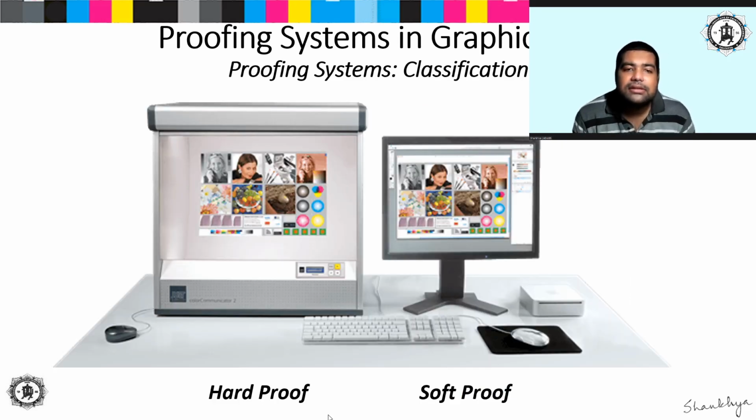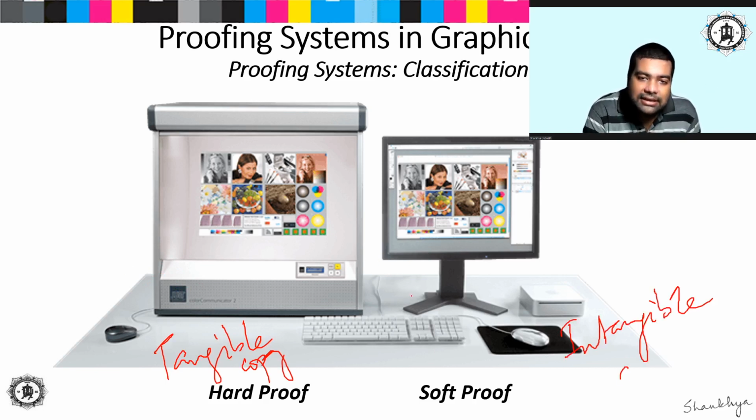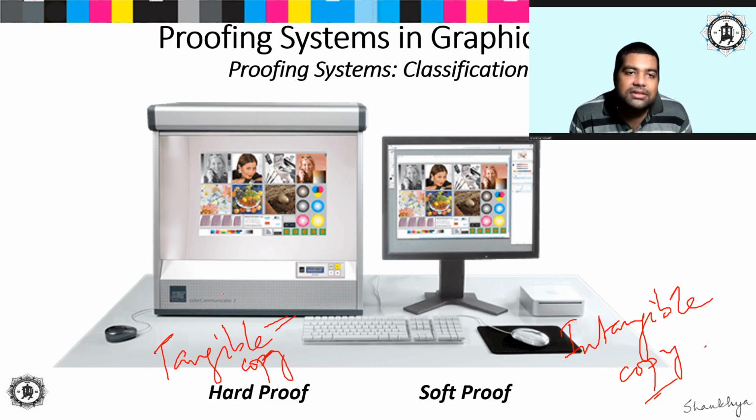Next, another classification that we can make of proofs is between a hard proof and a soft proof. So what do you see in front of you? Hard proof means a tangible copy of the original, or you can say a tangible proof basically. And a soft proof is an intangible copy, right? You can see it, but you cannot touch it or feel it. In the case of the hard proof, you can touch it, because it's printed on a piece of paper, or maybe on another substrate.